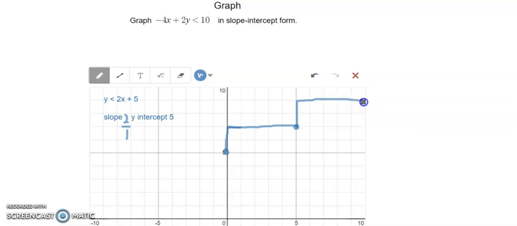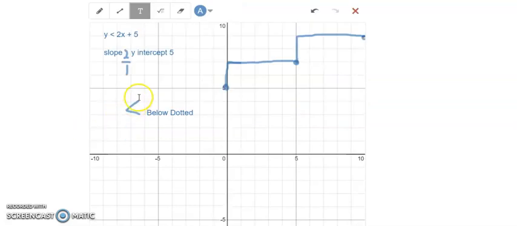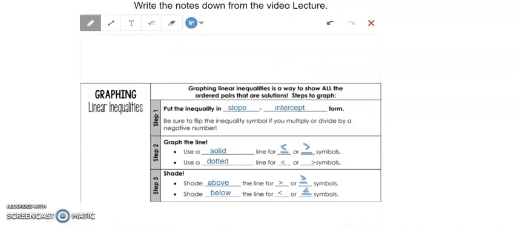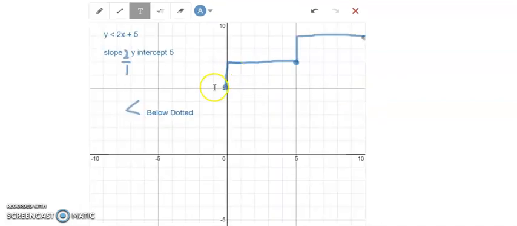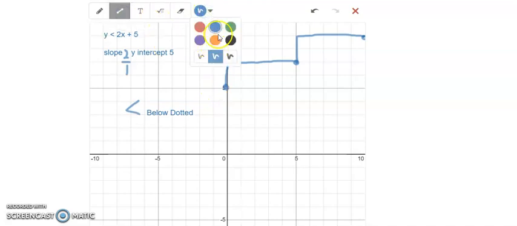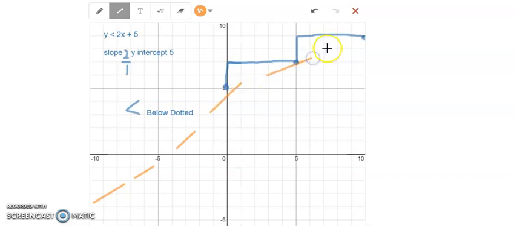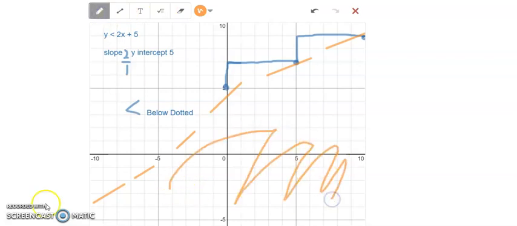And now I just have to graph. So if I look at my inequality symbol, this symbol means below and dotted. I could also just look at my notes to remember that if you wanted to go back a few slides. So I'm going to go ahead and use this line tool to draw a dotted line across my graph, and then I want to make sure that I shade below. And if it's not perfectly straight, that's okay. And then we just shade below, and we're done.